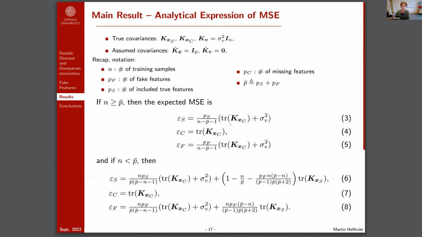You also can note that the structure of the covariance matrices KXC and KXS have washed out, so we only get the trace of them still here. And this kind of simple form actually means that we can evaluate these error functions in a straightforward manner by just inserting the respective problem dimensions and signal powers. We can evaluate how the test error curve will look. So the main contribution here is that these expressions quantify how fake features affect the estimation performance, as we shall see in the following slides now.